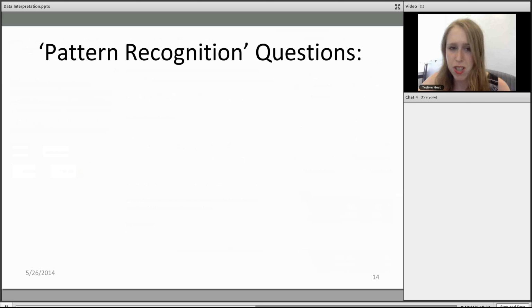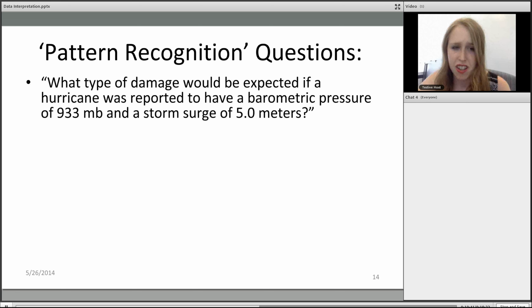Okay, let's move on to pattern recognition questions. Very similar to what you did in the beginning of the passage by initially just trying to determine that data. So pattern recognition questions look a little bit like, what type of damage would be expected if a hurricane was reported to have a barometric pressure of 933 MB and a storm surge of 5.0 meters? So you're trying to make an extrapolation, but based on patterns that you've already recognized.